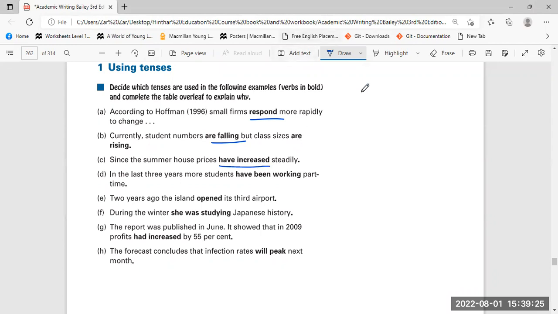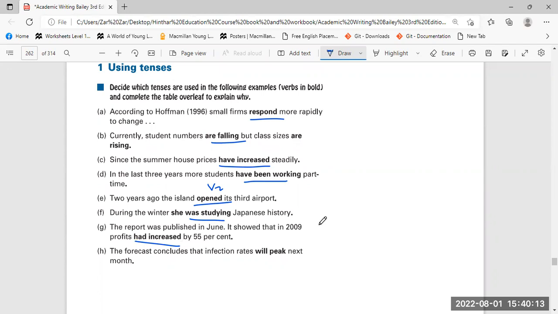Past plus verb 3 is present perfect tense. And this one, in the last 3 years, most students have been working part-time. So have been working is present perfect continuous. This one, 2 years ago, the island opened its third airport. So opened is clearly verb 2, so past tense. During the winter, she was studying. Was studying is past continuous.